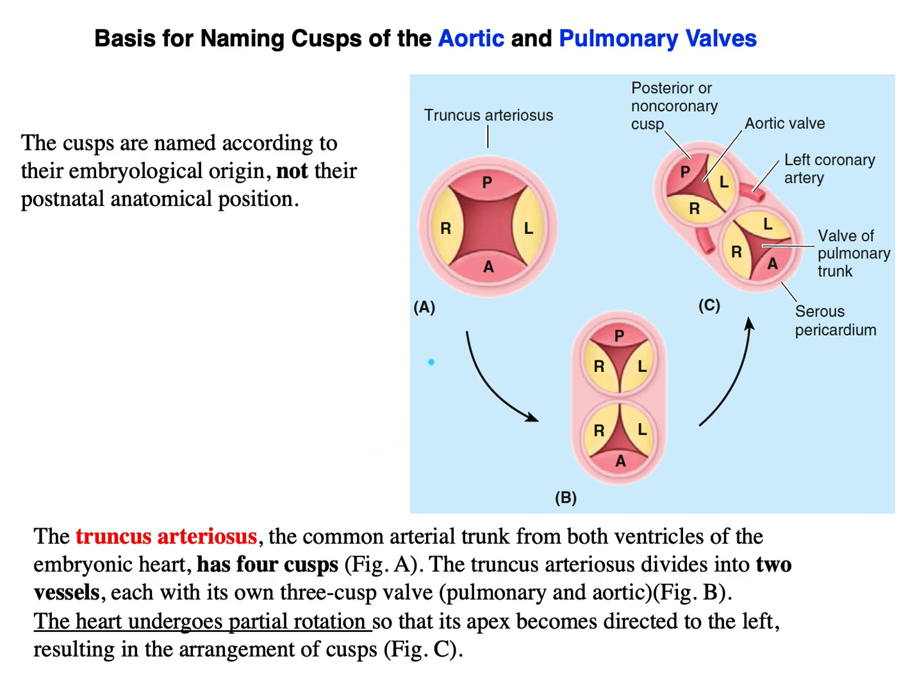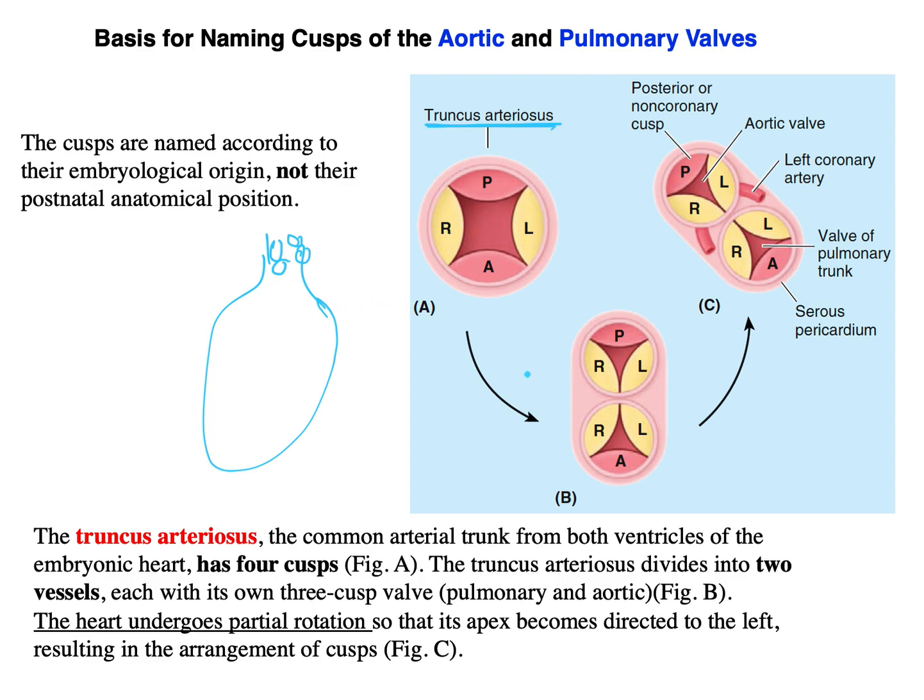What does it mean? During the embryonic period, there is a big vessel known as the truncus arteriosus. This truncus arteriosus is the arterial trunk for both ventricles, right and left, in the embryonic heart. And when you take a cross section of it, you would see that it is composed of 4 cusps.